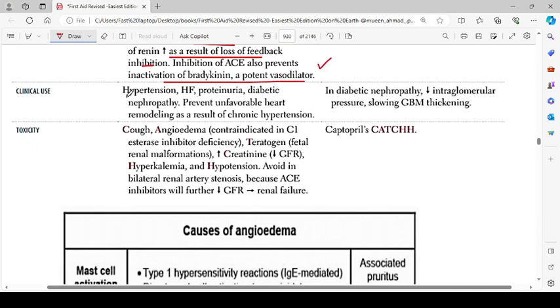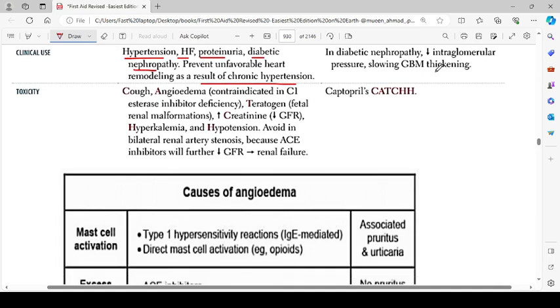The clinical use: hypertension, heart failure, proteinuria, diabetic nephropathy, and it prevents unfavorable heart remodeling as a result of chronic hypertension. In diabetic nephropathy, it decreases intraglomerular pressure, slowing glomerular basement membrane thickening. Toxicity includes captopril catch, that is cough, angioedema.